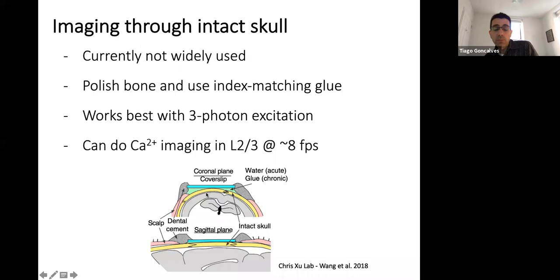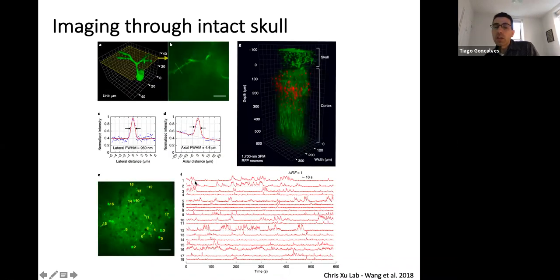So you actually keep the bone completely intact, right? You remove a part of the skin. You still have a cover slip here, but you polish the bone and you have this index matching glue. And the results are actually quite surprising. I mean, he managed to image all the way down to 500 microns.